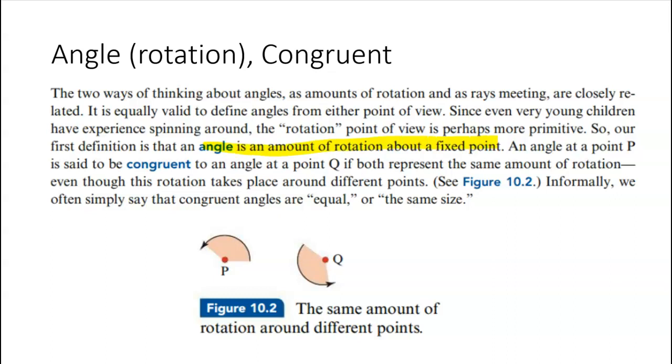An angle at a point P is said to be congruent to an angle at a point Q if both represent the same amount of rotation, even though the rotation takes place around different points. So what we're measuring here is congruent, it doesn't matter the direction, but the angle of rotation. Okay, and we're going to talk about congruent here in one moment.